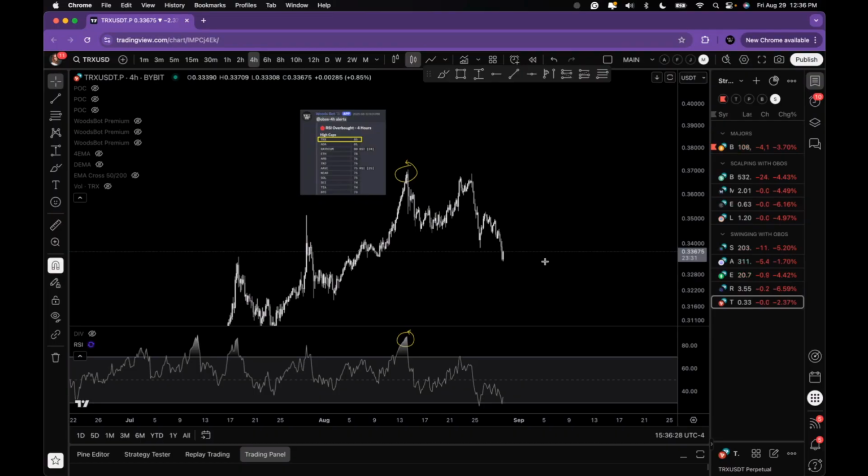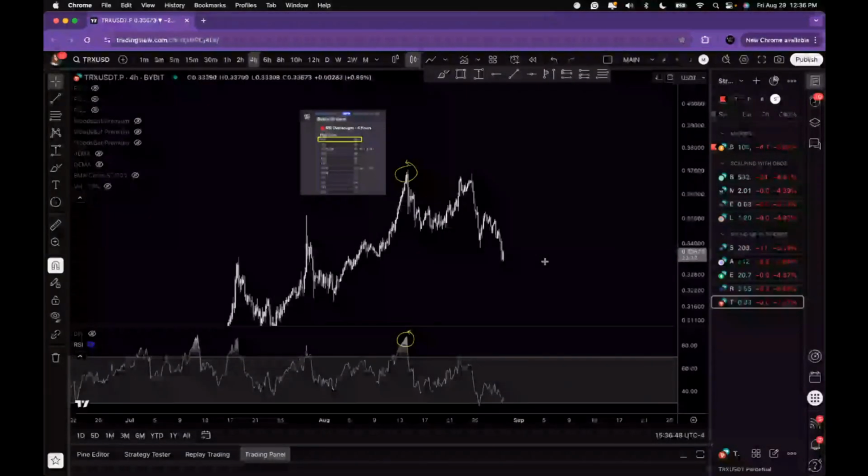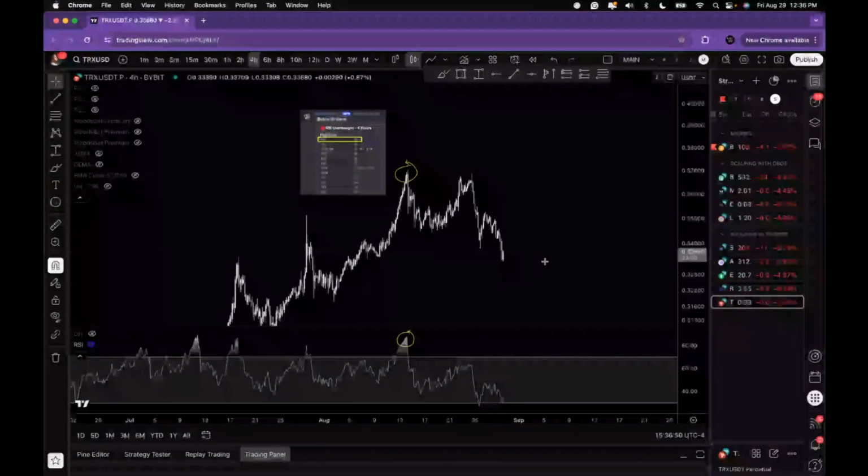So let me know now if you guys have any questions on the swinging with the OBOS. And at this point, let me know if you have questions whatsoever, on RSI, Woodsbot itself, the OBOS bots, just anything now, because this is what I wanted to show you guys. I wanted to explain what the OBOS bots are, how to read the RSI, how you can scalp with the OBOS bots, and how you can swing with them.